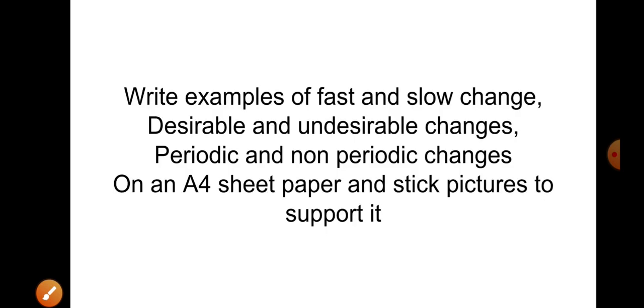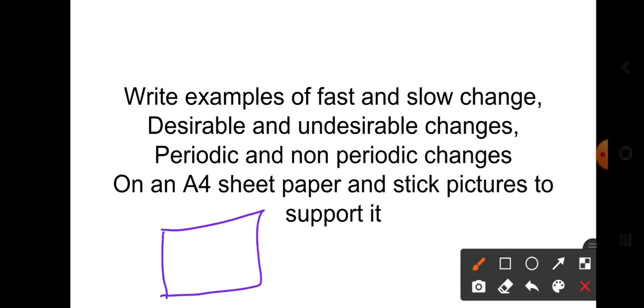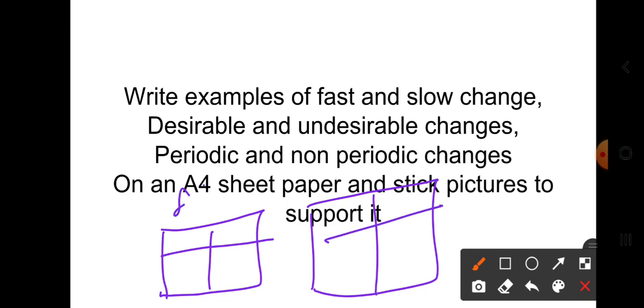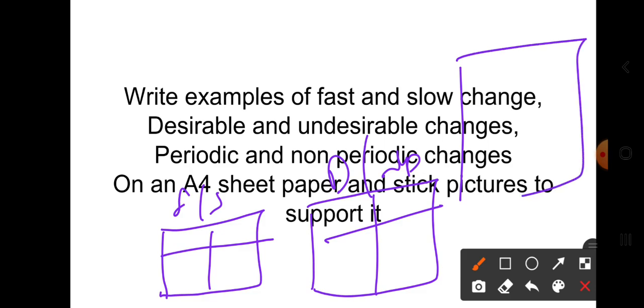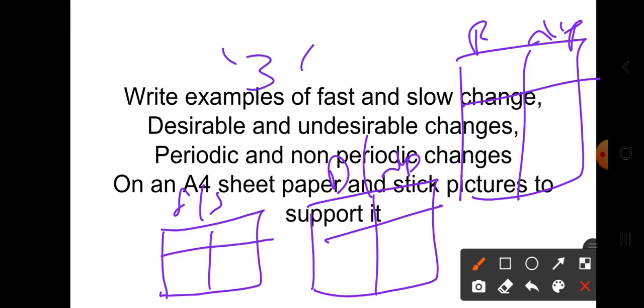Okay, so now quickly open your classwork, and in the classwork draw a tabular column like this and start for everyone. Yes, fast slow changes, desirable non-desirable changes, yes, periodic and non-periodic changes. Write 3 examples for all these 6 different types of changes that we observe in our day-to-day life, children. And take out your textbook and start reading the chapter Changes Around Us.